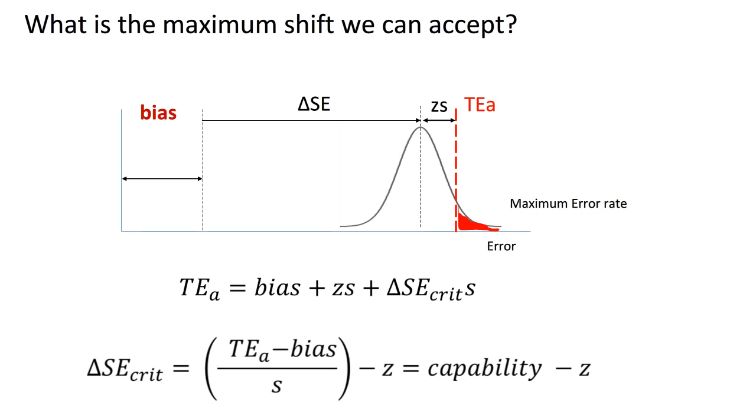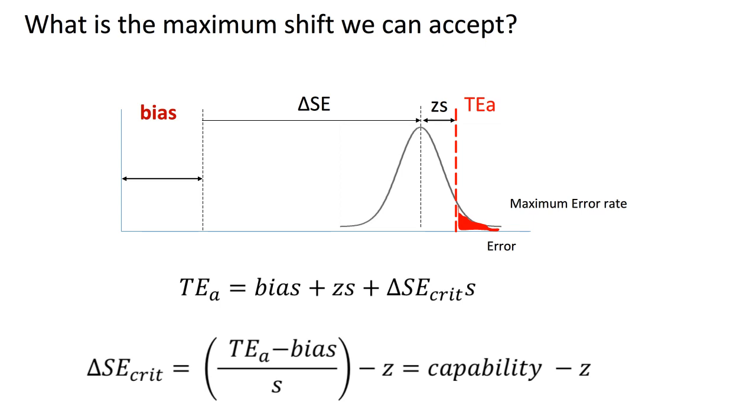As we showed in the last slide, the maximum error rate determines how close the mean of the distribution can get to the total allowable error boundary. And this distance determines z, which is expressed in multiples of the standard deviation. And as we showed before, we can think of z as a buffer zone required to ensure that the amount of serious errors are less than the maximum error rate.